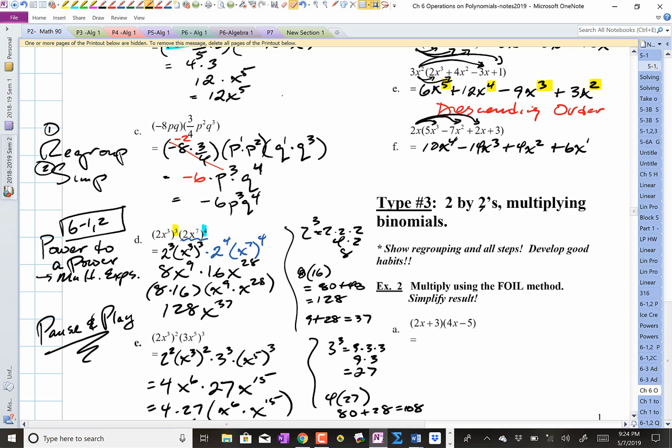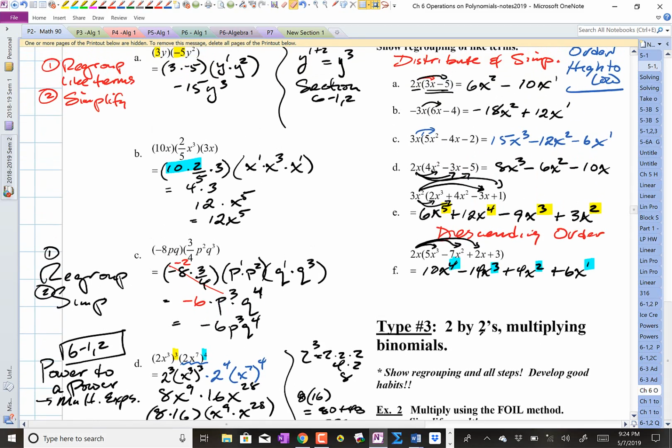And notice the descending order again. Fourth degree, third degree, second degree, and first degree. And that's all there is to it. That's how you take a monomial and distribute through, and we did it multiple times.